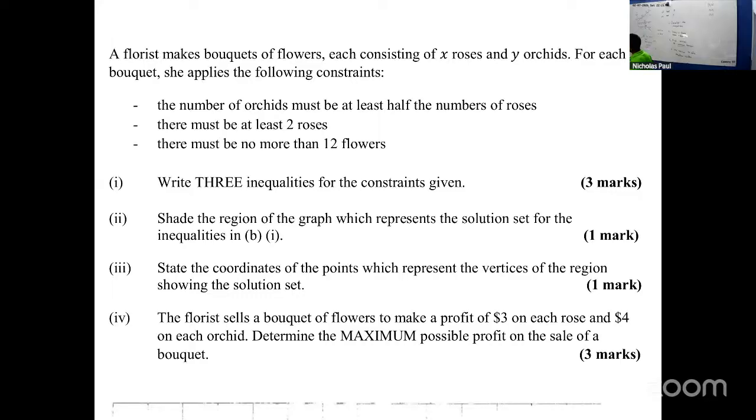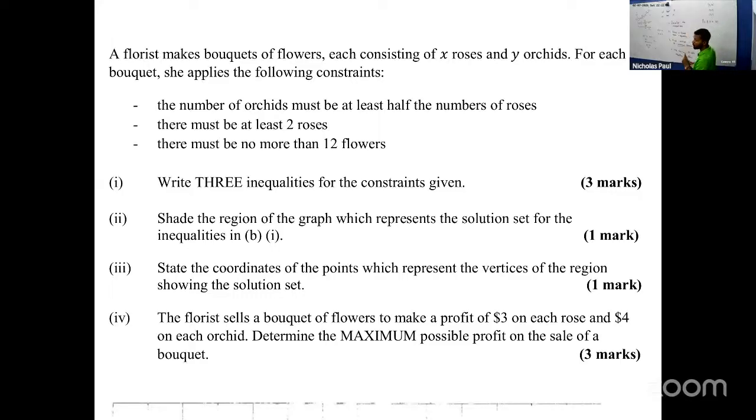The florist sells bouquets of flowers to make a profit of $3 on every rose. So she's trying to make a profit, so we are trying to get a profit equation. How much does she make on a rose? $3. So for every rose she makes $3. And for every orchid it's $4. And then her total profit is what? Adding them up. Everybody okay with that?